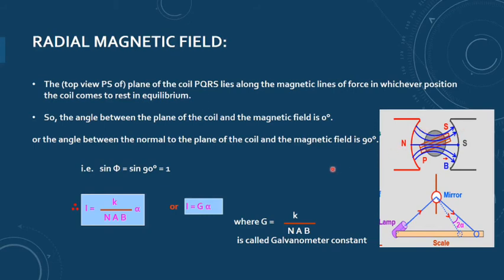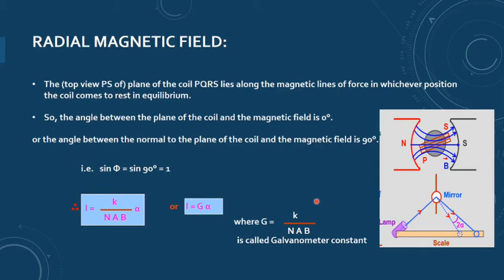It means we get the current I directly proportional to alpha, and that is why we are able to get the linear scale. The lamp and scale mirror arrangement is given just to make it clear that we are able to get the reading without any parallax. You have to keep that in your mind.